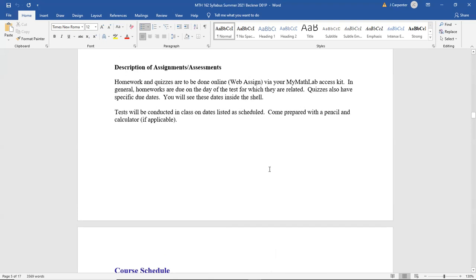Description of assessment and assignments, homework and quizzes. That should not say WebAssign. I swear I fixed all of those. That should say Canvas. Homework will be in MyMathLab. Tests will be in MyMathLab.